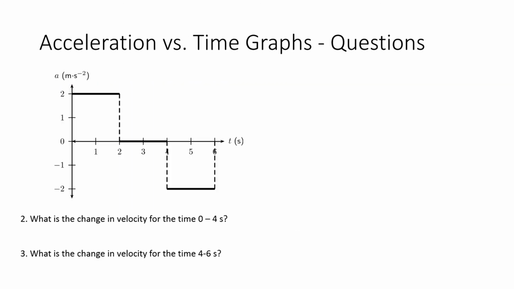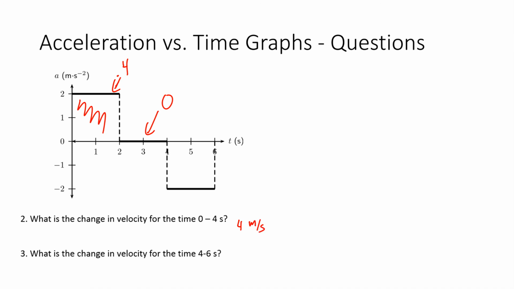Alright, so last one here. What is the change in velocity for the time 0 to 4 seconds? So to find the change in velocity, we need to find the area under the curve from 0 to 4. For that one, it's going to be just 2 times 2. So the area under that curve is going to be 4. This one, it's on the line, so it's 0. So for the change in velocity for 0 to 4 seconds, we'd have 4 meters per second.